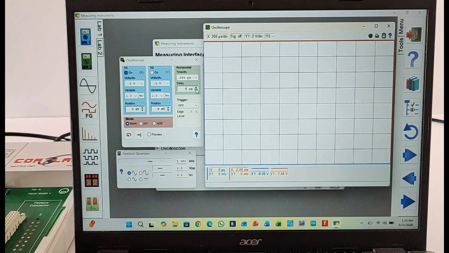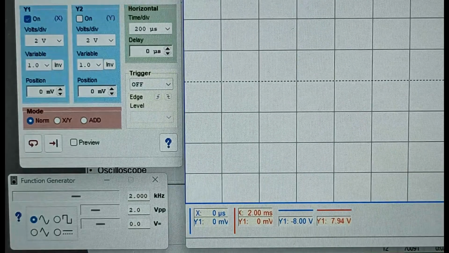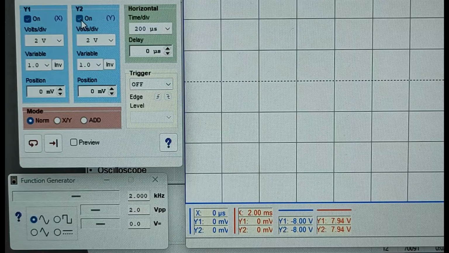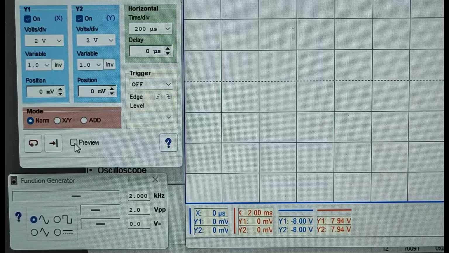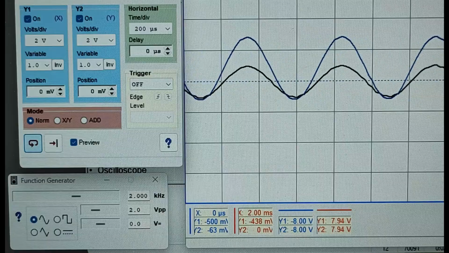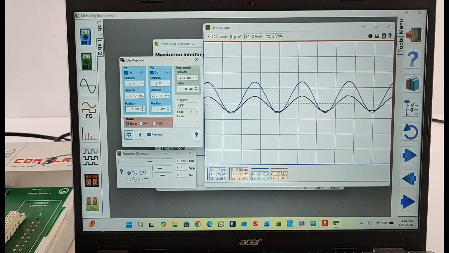Now, what we need to do first, since I'm using both channels of the oscilloscope, is put a check on Y2. Then I'll click preview and run the oscilloscope. Here's the output waveform. You can see it already.